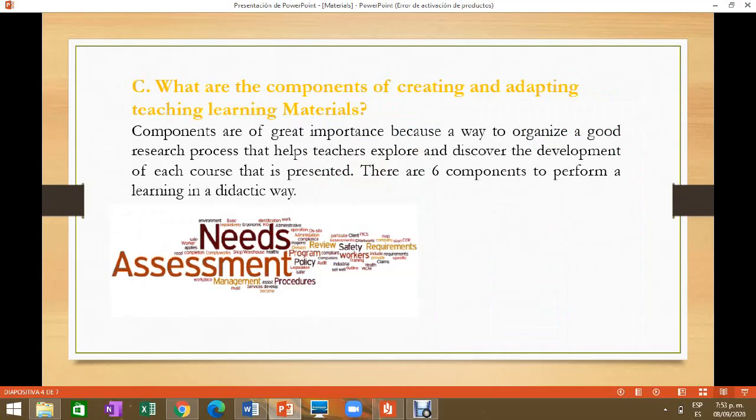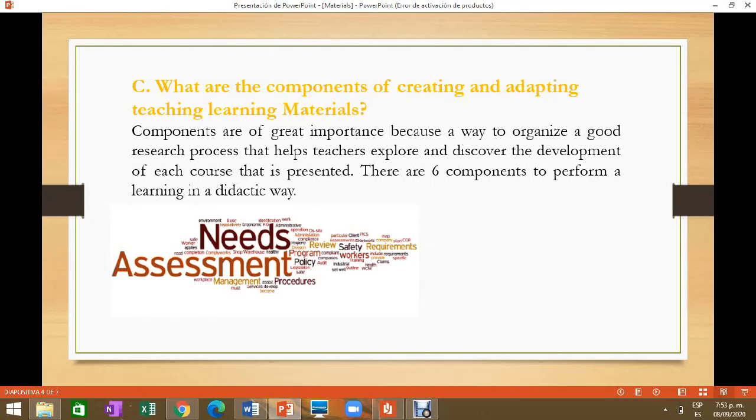The third question is: what are the components of creating and adapting teaching and learning materials? Components are of great importance because they help organize and help teachers explore and discover the development of each course that is presented. There are six components to carry out learning in that way.